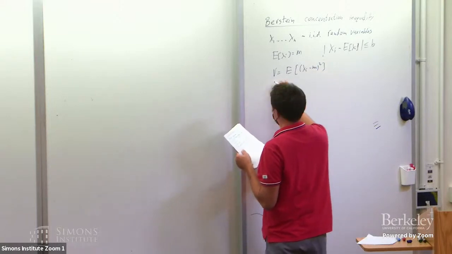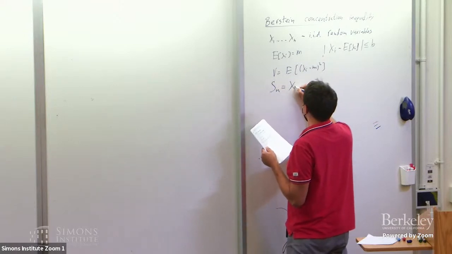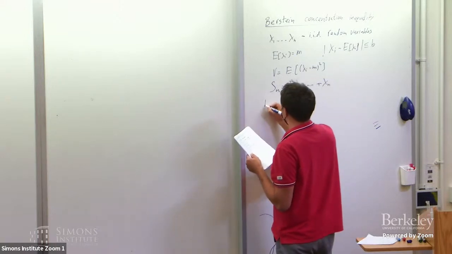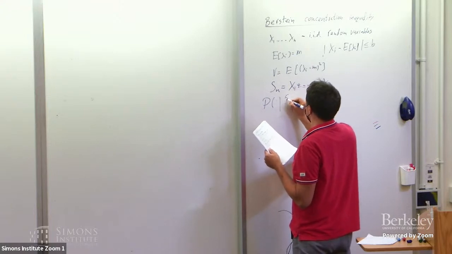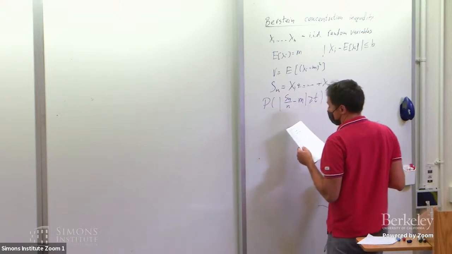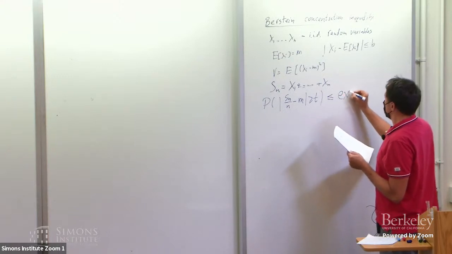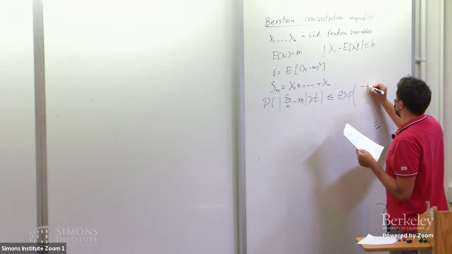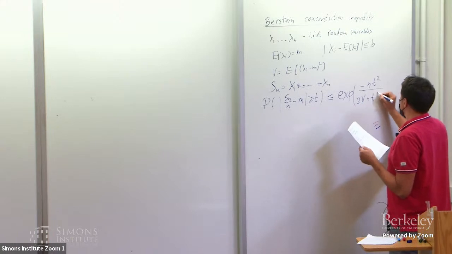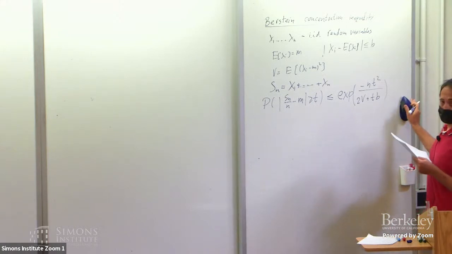In that case, let me look at Sn, which is just the sum of these variables, x1 plus up to xn, right? Then what we have is that the probability that the average of this sum deviates from the mean by more than a positive number t is less or equal than e to the minus n t squared divided by 2 times variance plus something. I'm not putting the optimal constants here because I don't need them, but I get something like this.